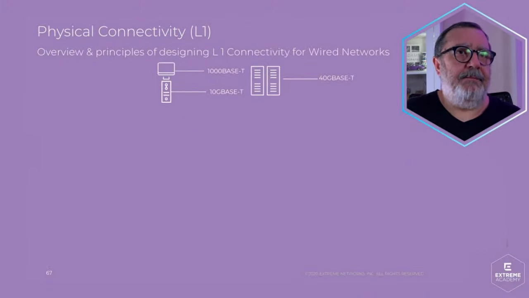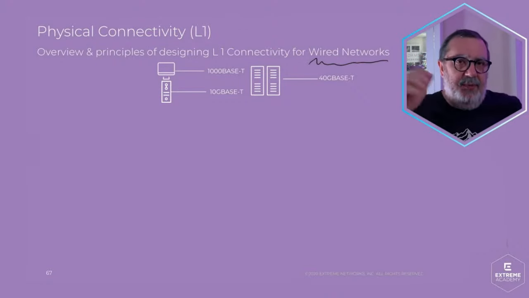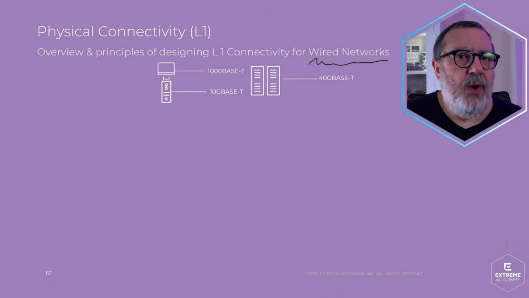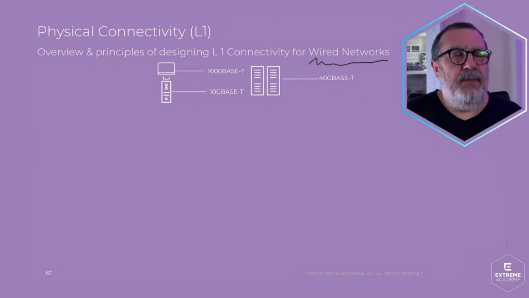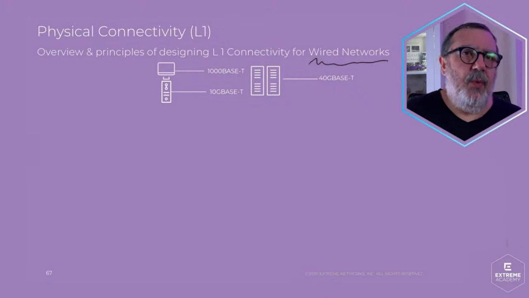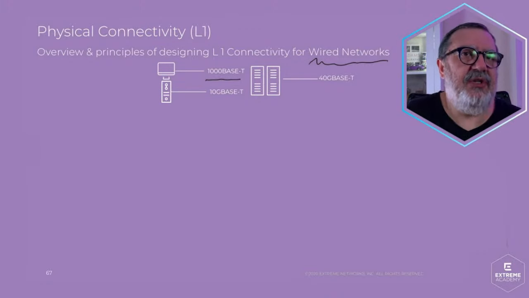So, physical connectivity, right? When somebody says to you, "Hey, we want to put a wired network in our office," what are the considerations that we need to think about? Well, depending on the size of the network and how many people, we would put gigabit at the desktop level. 1000BASE-T is another word for it, gigabit connections.